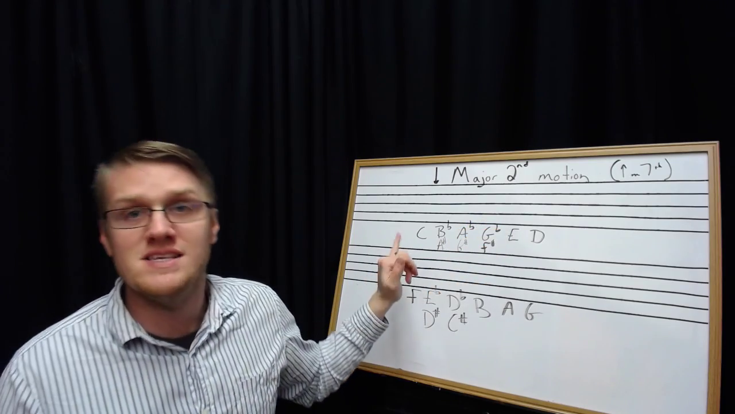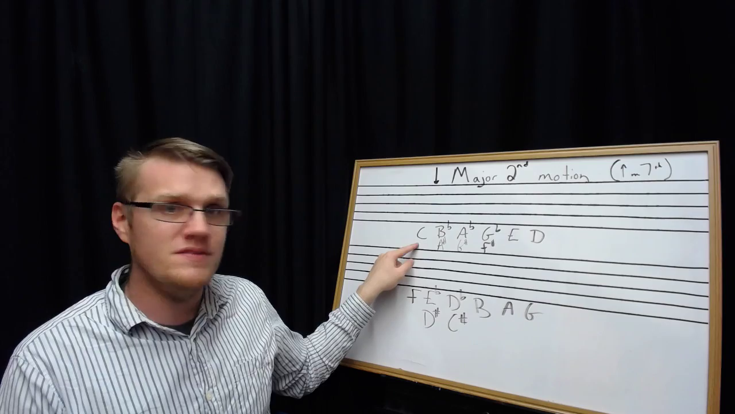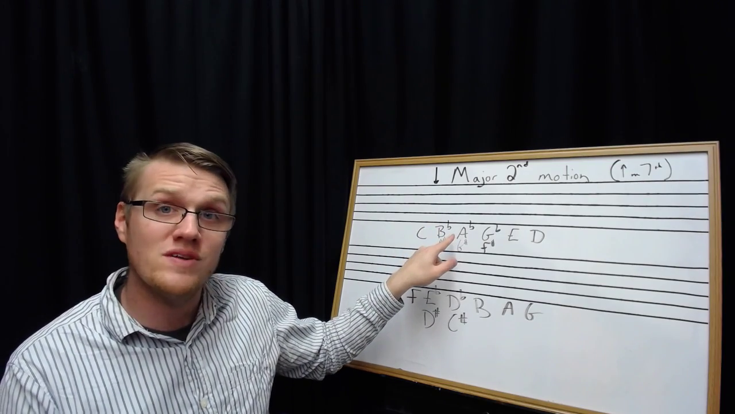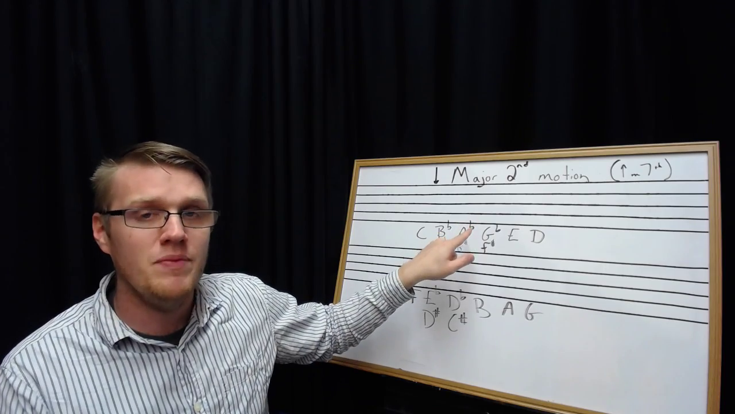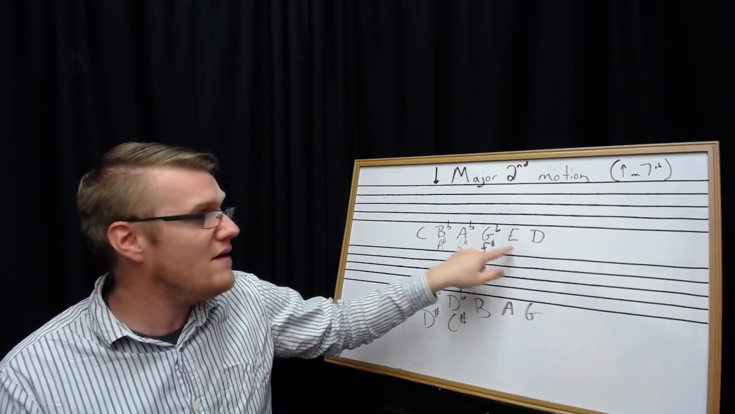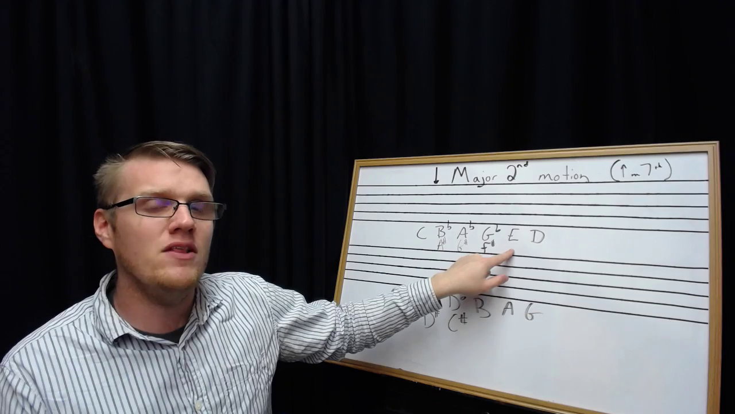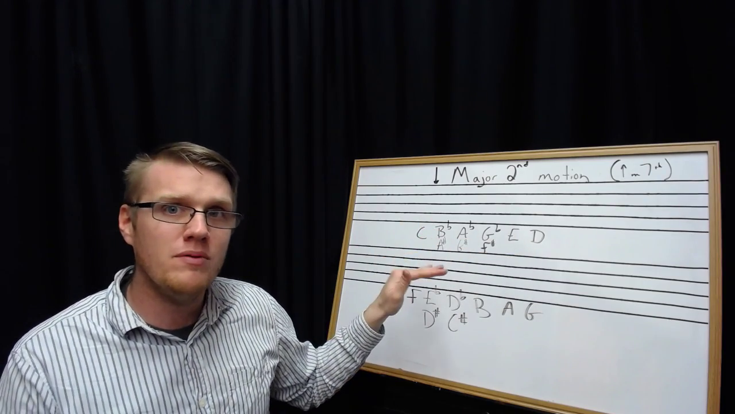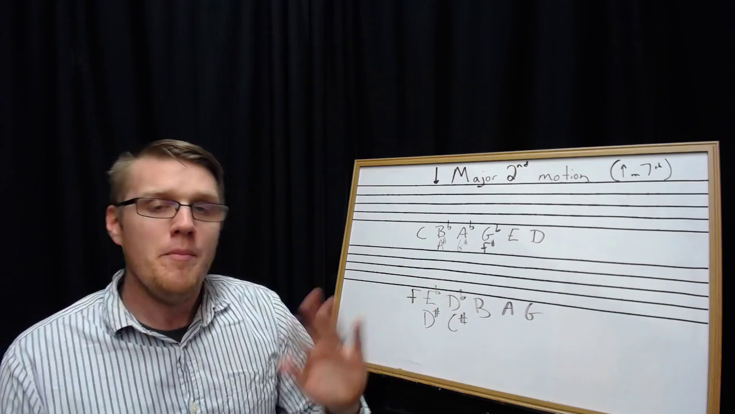So if I'm starting on C, the lowered seventh of C is B flat. The lowered seventh of B flat is A flat. The lowered seventh of A flat is G flat. The lowered seventh of G flat is F flat, which is also E. And then the lowered seventh of E is D. I think this is a little more applicable as a jazz guitar player, but I'll leave it up to you.